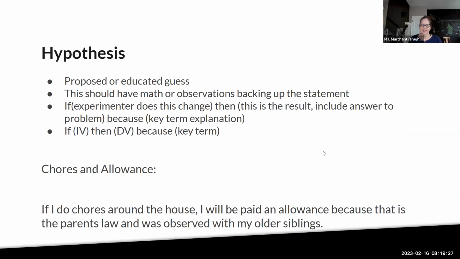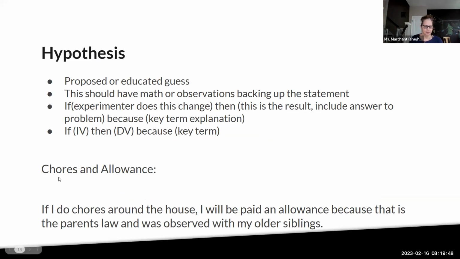So now let's get into a hypothesis, which is a proposed or educated guess. It should have math or observations backing up this statement. So in your first statement, if the IV, then the DV, because key terms, you're going to put a little bit of your data there, and then you're going to put more of your data in the actual paper.